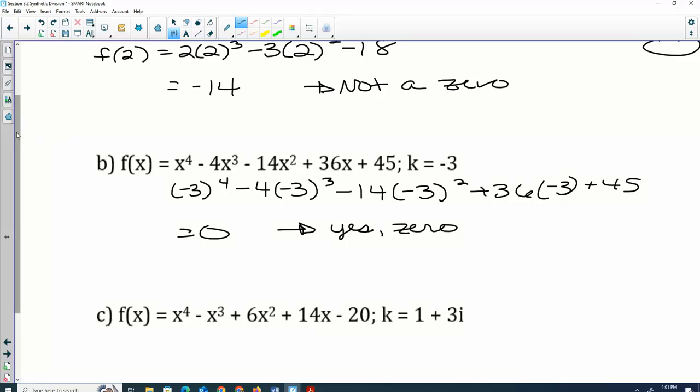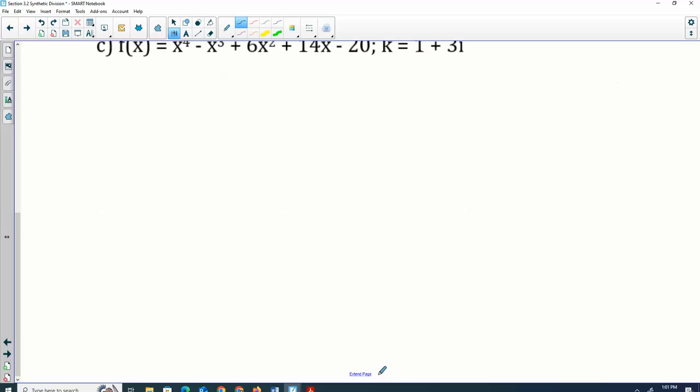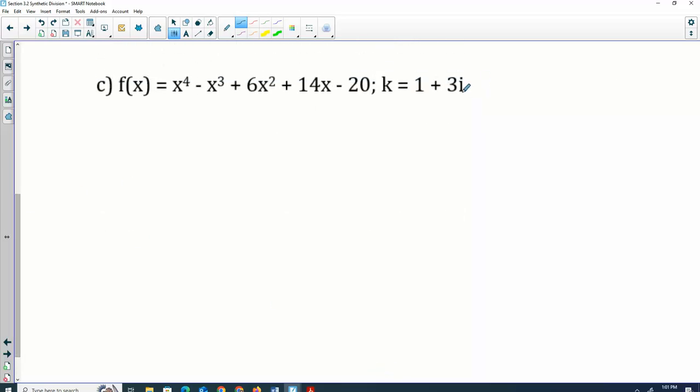Last problem of the day. I want to know if 1 plus 3i would be a 0 of this. Can I just use 1 plus 3i on my calculator? No. So if I can't just easily plug it in, what else could we do? We could do our synthetic division. If I give you this value, that's what goes out in the box. And then I put my coefficients. I'm going to leave myself a little extra space between these. Let's see why in a second.